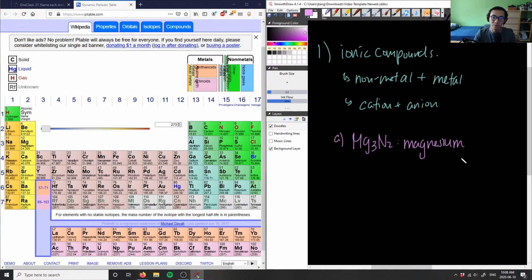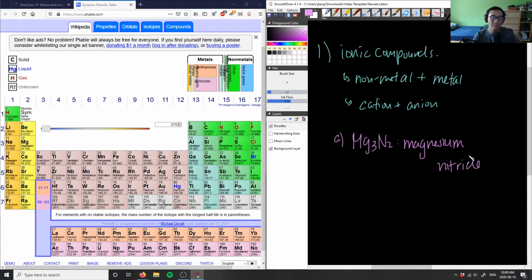And we keep the name fully. Then the second one here is N, which is our non-metal, and N represents nitrogen. So we're going to write nitrogen here. But instead of writing nitrogen like this, we're going to drop the ogen, or the gen, and add IDE. So I'm going to erase some of this and then write IDE. So it's going to become magnesium nitride.